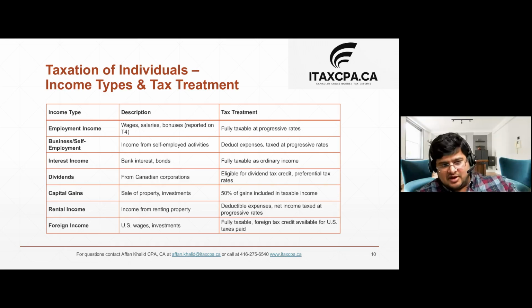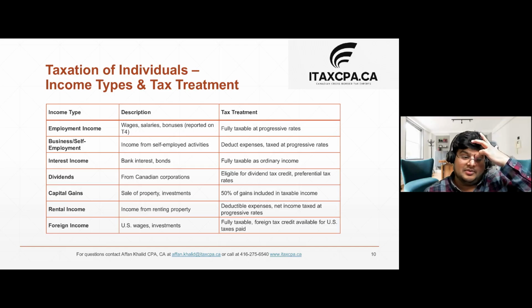But otherwise, if you have a loss just because you happen to pay too much interest on your mortgage, then yes, you're allowed to claim a rental loss, and that can be applied against all sorts of income. Okay. However, if it is a principal residence, then gains on a principal residence are fully exempt in Canada.